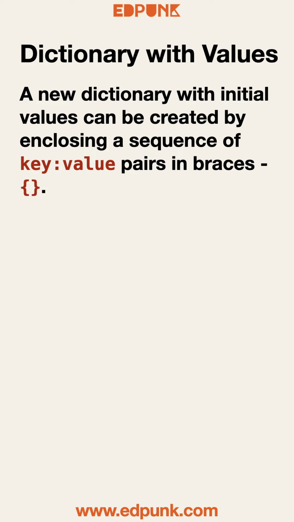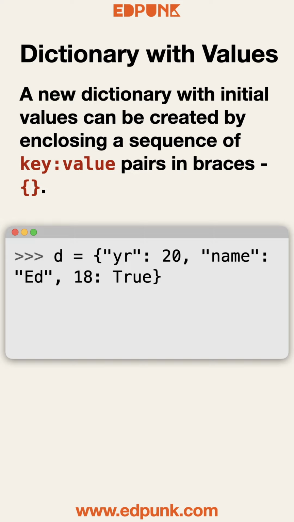For example, let us create a dictionary mapping string yr to int 20, string name to string ed, and integer 18 to boolean true, and assign it to variable t. Now, in this dictionary, string yr, string name and int 18 are the keys and int 20, string ed and boolean true are the values corresponding to each of these keys.